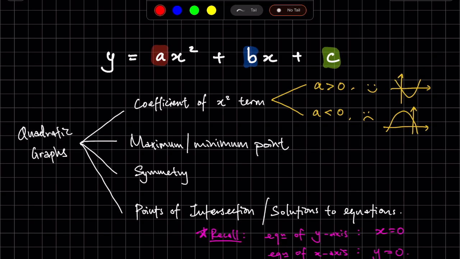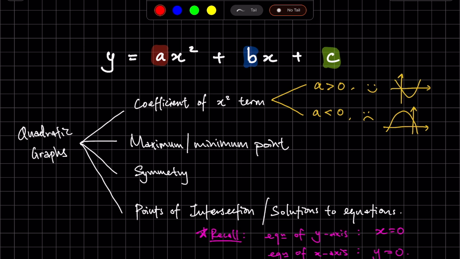The most important part about knowing whether it's a smiley face or sad face curve is to figure out whether it has a minimum or a maximum point. All quadratic curves will have a turning point. That means the curve will go down, down, down, then turn around and go back up. Or it will go up, up, up, and then turn around and go back down. So there's a maximum or a minimum point, depending on whether it's a smiley face or a sad face curve. So we need to know the shape so that we know whether we are looking for a maximum or minimum.